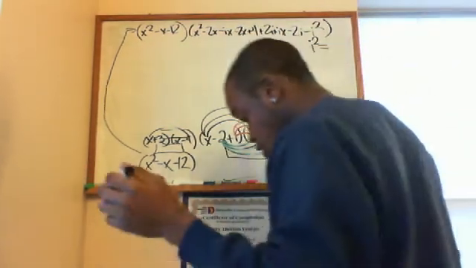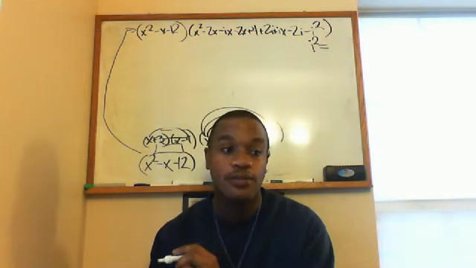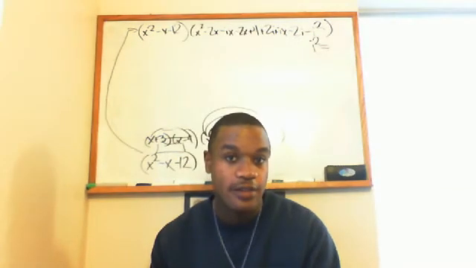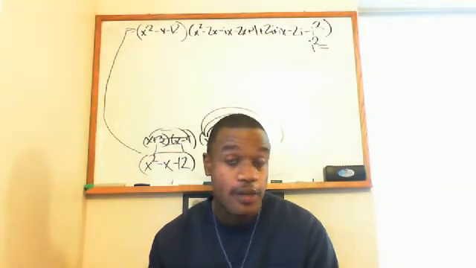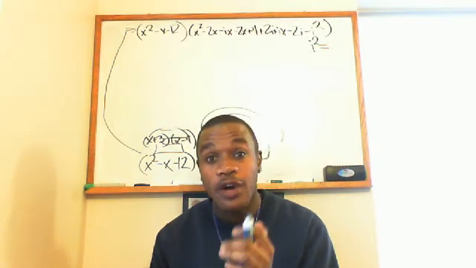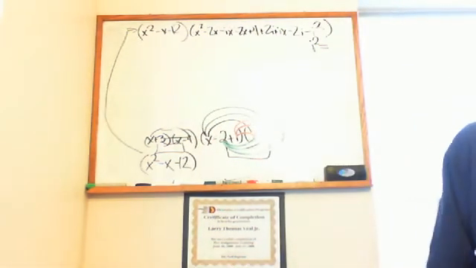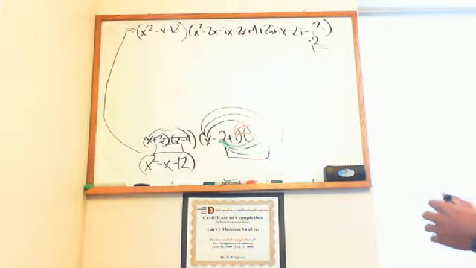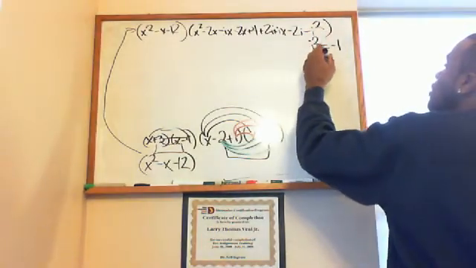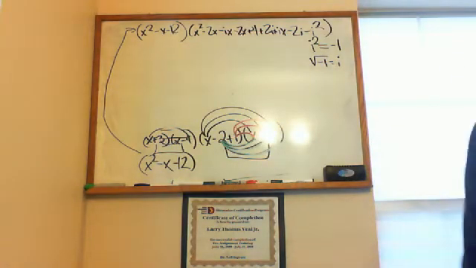Facebook world or YouTube world, wherever y'all out there, what do y'all think it is? 2? Could be 3? Could it be 5? i squared, my friends, is actually -1. Okay? i squared is -1 because the square root of -1 is i. Okay? So, here we go.